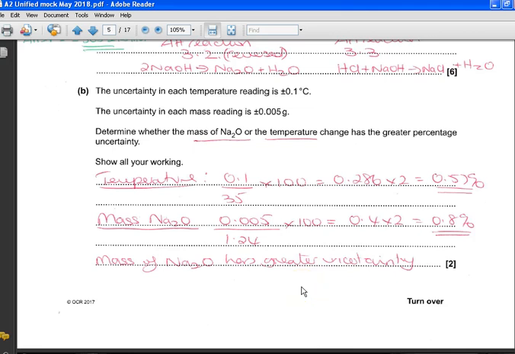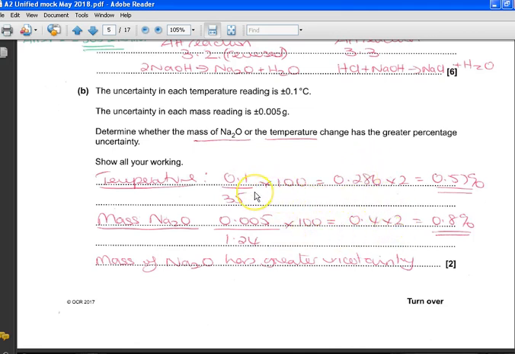And then you're asked to calculate uncertainty. You're told the uncertainty in the temperature reading is plus or minus 0.1, and the uncertainty in the mass reading is plus or minus 0.005, and asked to determine whether the mass of Na2O or the temperature change has the greater percentage uncertainty. Straightforward calculation. You take your uncertainty value, whatever you're given, and you divide by whatever it was you measured. So in our case it was 35 degrees and 1.24 in terms of the mass. Divide that into your uncertainty value, times it by 100, which gives you a percentage.